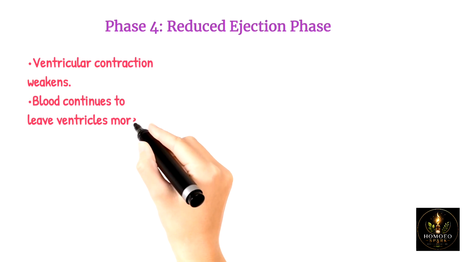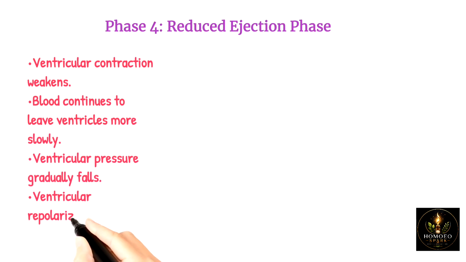Next comes the reduced ejection phase, because most of the amount has already gone through the pulmonary artery and aorta. In that phase, ventricular contraction decreases, so the blood flow slows. It ends near the T wave in ECG. So the ventricular pressure gradually falls and ventricular repolarization occurs. So this is the reduced ejection phase.